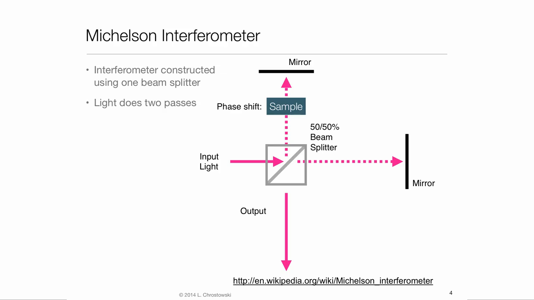Where is the second output, and what happens if we have destructive interference at the output? The light must go somewhere. The answer is that the light goes back to the input port.